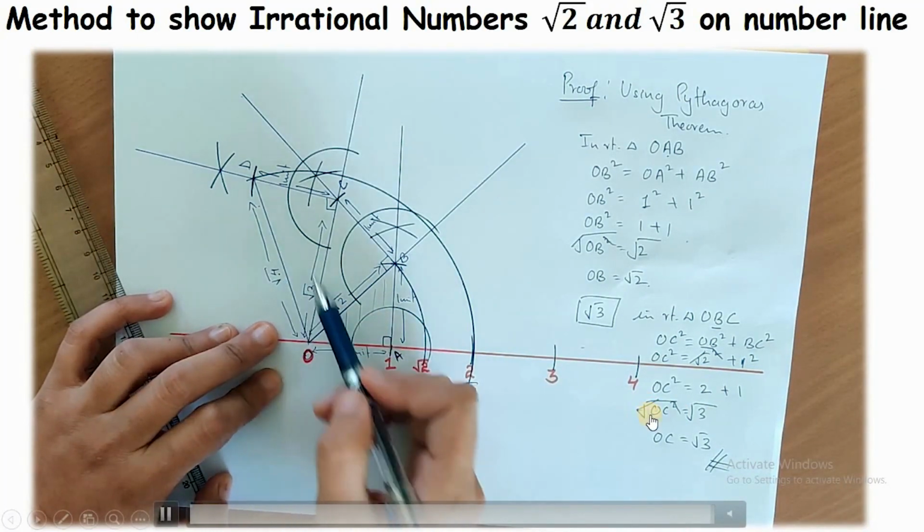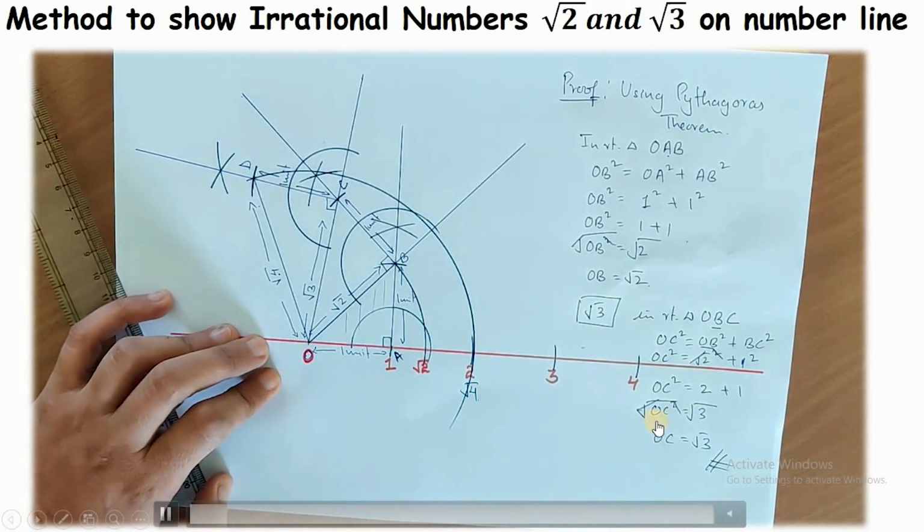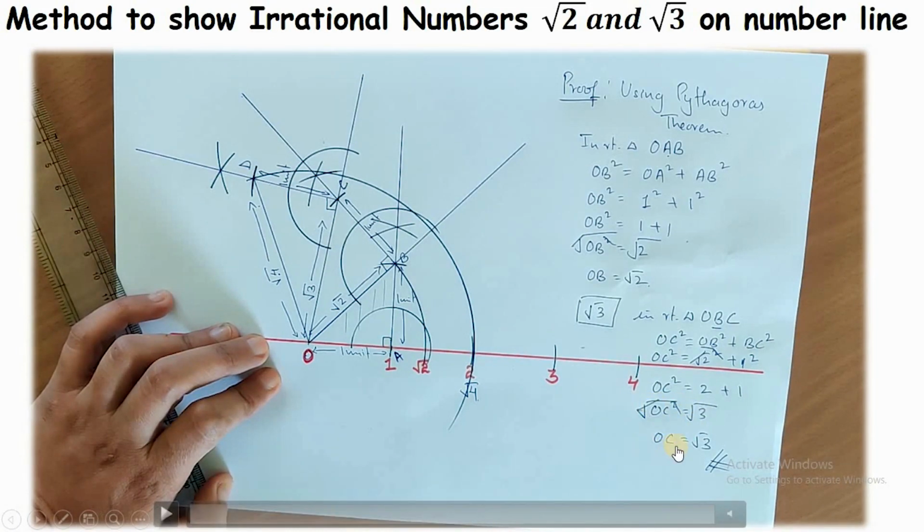To remove the square, we take square root on both sides, and the square and root get cancelled. So we'll get OC equal to root 3. Similarly, you can construct root 5, root 6, and it keeps on going like this. So it's called the spiral method.